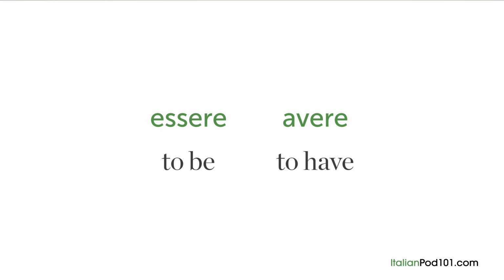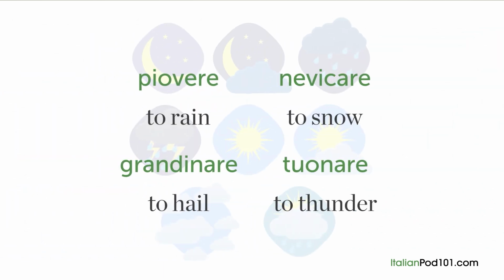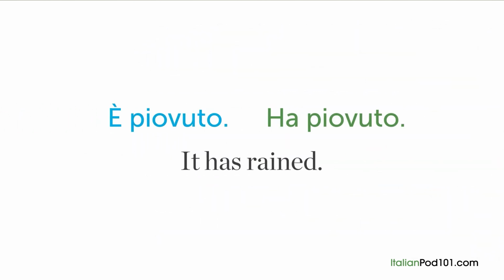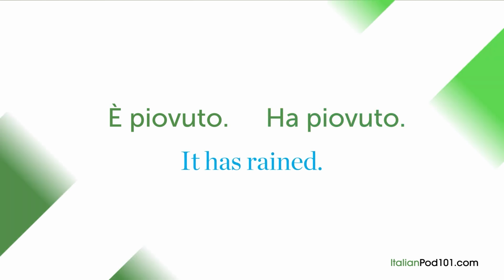One last thing. There are some cases where both essere and avere are acceptable. This mainly happens with verbs about the weather: piovere, to rain; nevicare, to snow; grandinare, to hail; tuonare, to thunder. So you can say è piovuto, but also ha piovuto. Both mean it has rained.